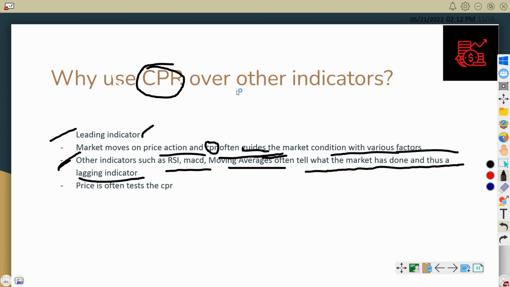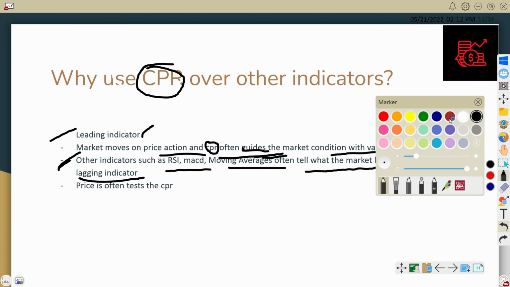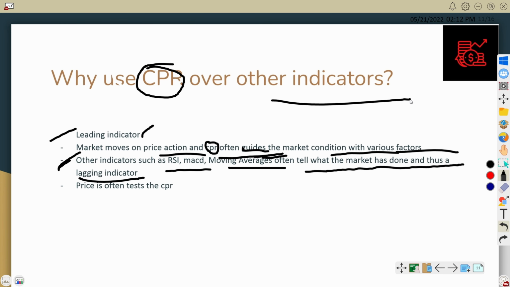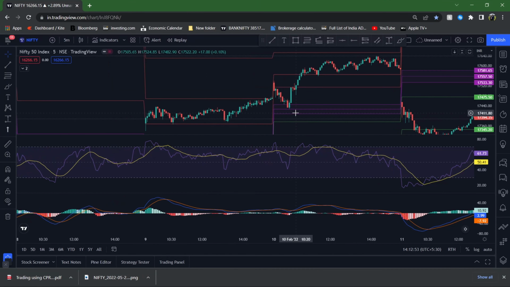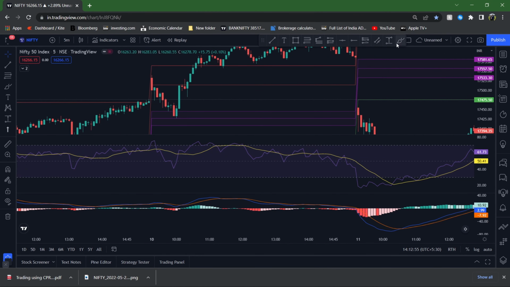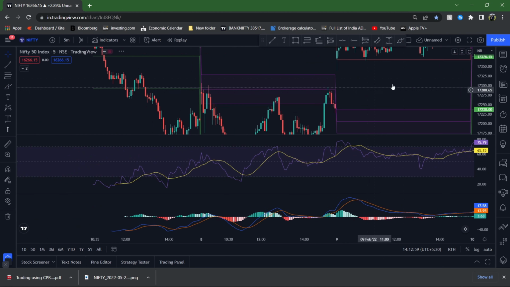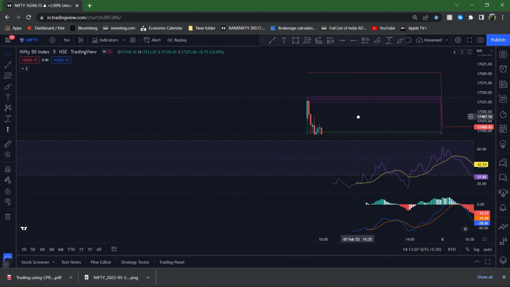That is why we use CPR, because CPR is a very powerful indicator and prices often test the CPR. What I mean by that, you can see here, though the market gapped up, it came to test the CPR and we got an up move. The market opened, tested the CPR, we got a rejection, again tested CPR, got a rejection, again tested CPR. So the market often comes to test the CPR.